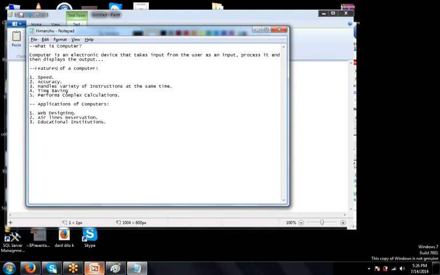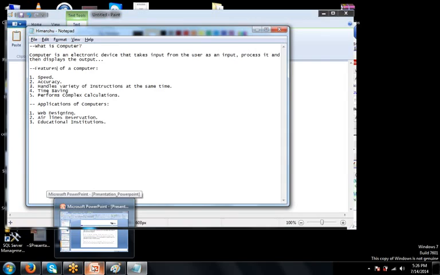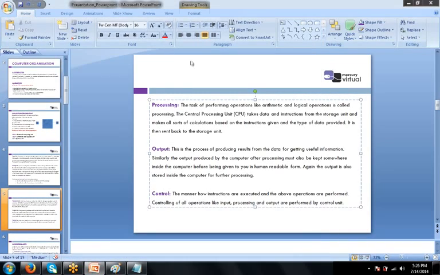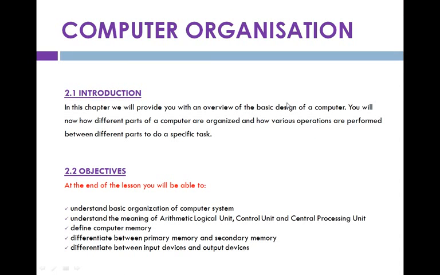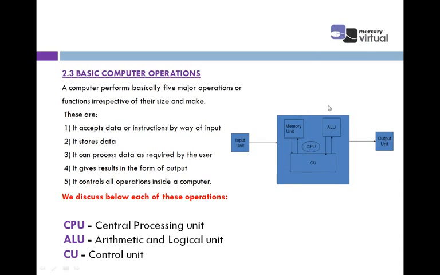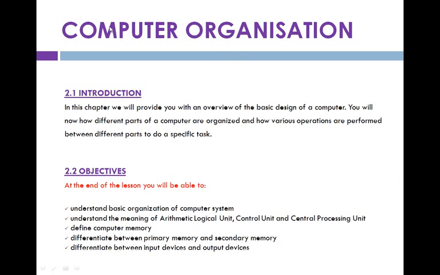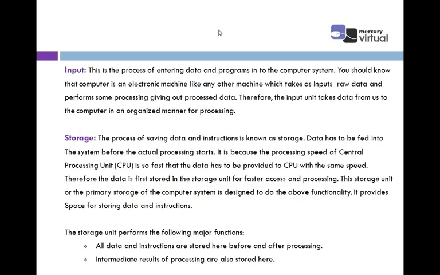Right. Now let's see some basic concepts of a computer. The main topic is computer organization.